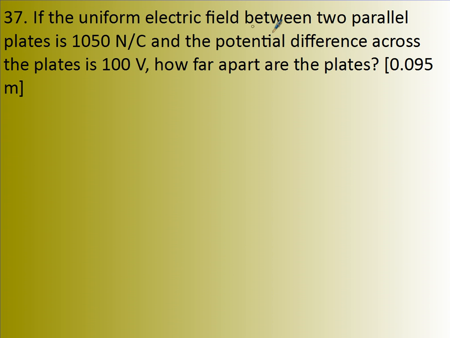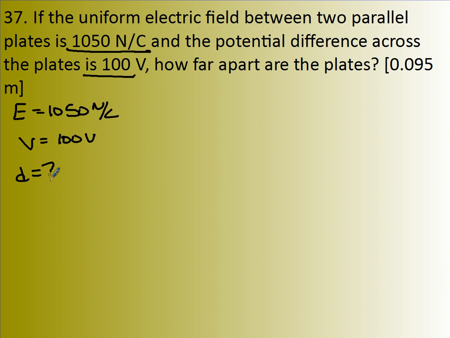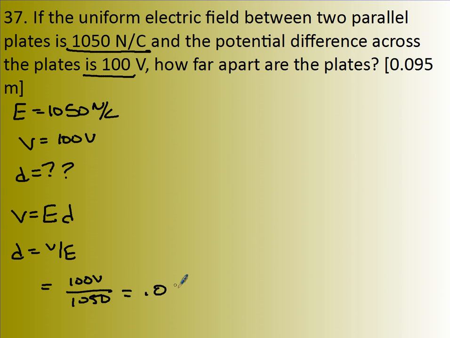Now, if I have a uniform electric field between two parallel plates of 1050 newtons per coulomb, and the voltage is 100, how far apart are they? So I have E is 1050 newtons per coulomb. V is 100 volts. How far apart are they? I'm looking for D. And I know V is equal to ED. So D is the voltage divided by the electric field. So this is 100 volts divided by 1050, or 0.095 meters.